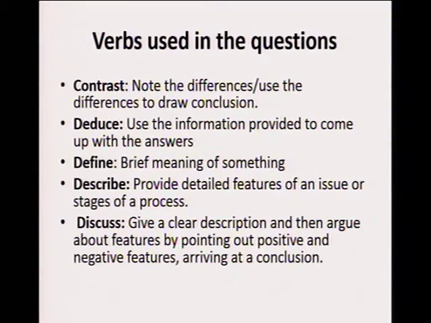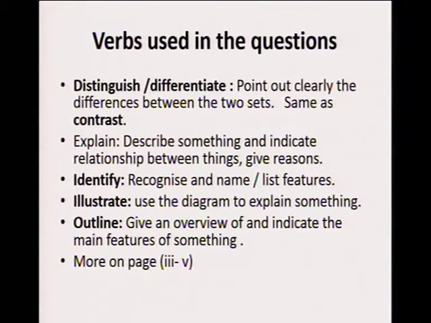Describe: you are expected to provide detailed features of an issue or stages of a process. Discuss: give a clear description, and then argue about features by pointing out positive and negative features and arrive at a conclusion. That is what you are expected to do when you are asked to discuss. When you are asked to differentiate, you are supposed to point out clearly the differences between the two. This is similar to contrast.